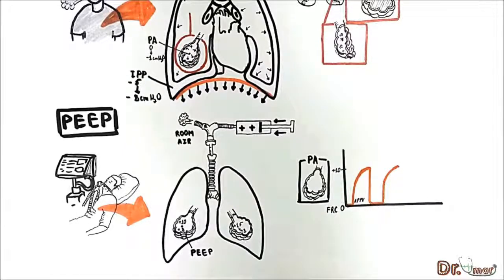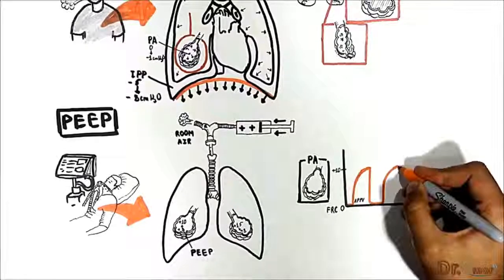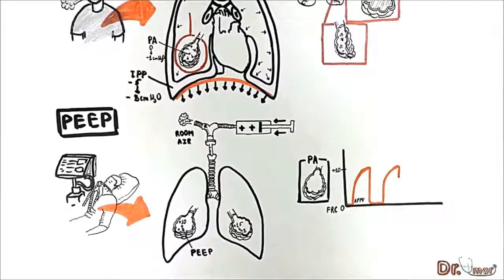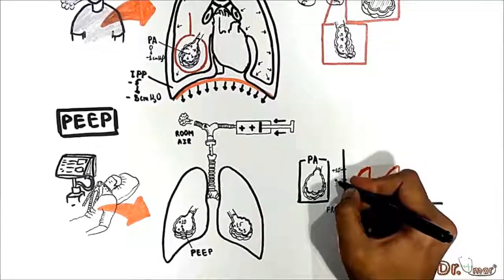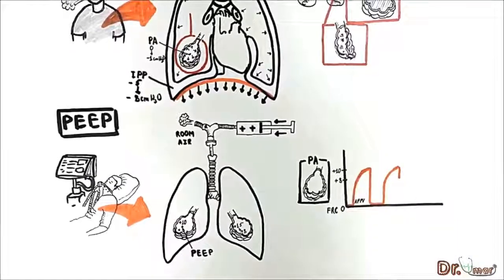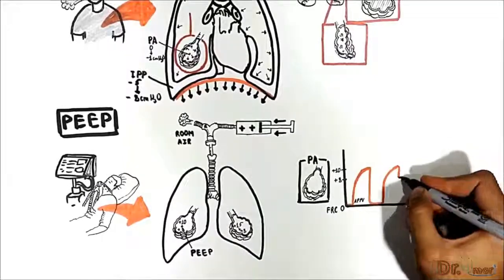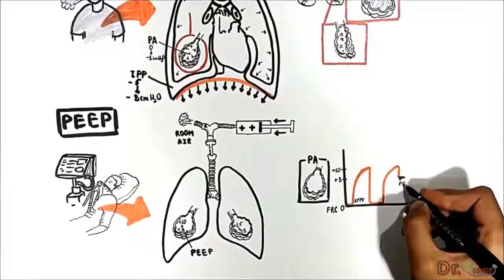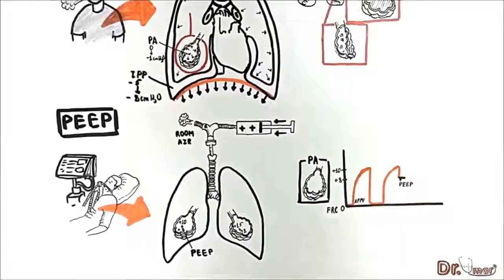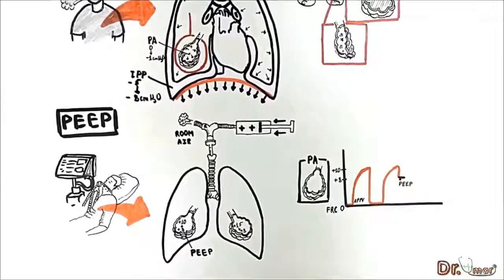The expiration starts and alveolar pressure starts dropping. In many cases, expiration terminates at this point, suppose at a pressure of plus 8 cm water. This termination pressure is referred to as positive end-expiratory pressure, or PEEP. At this point, at PEEP, you again start pumping air to the lung.